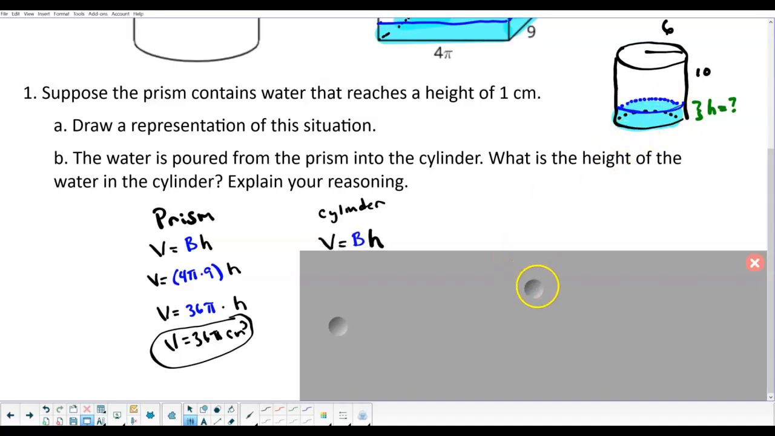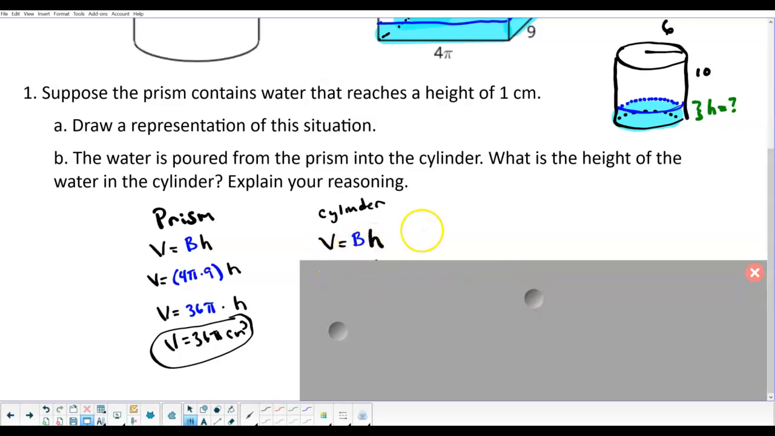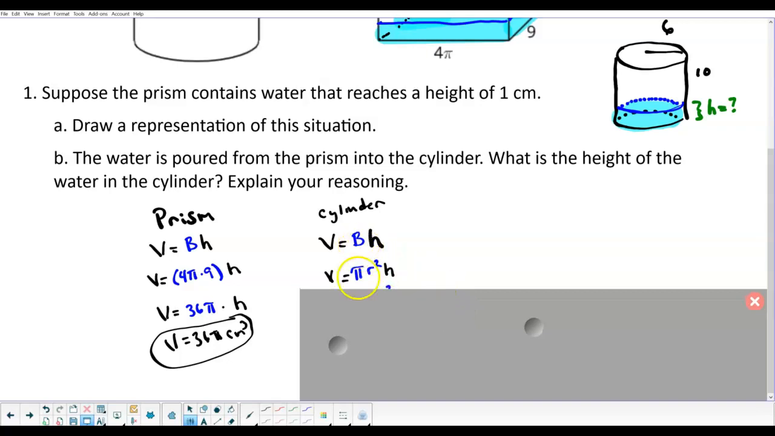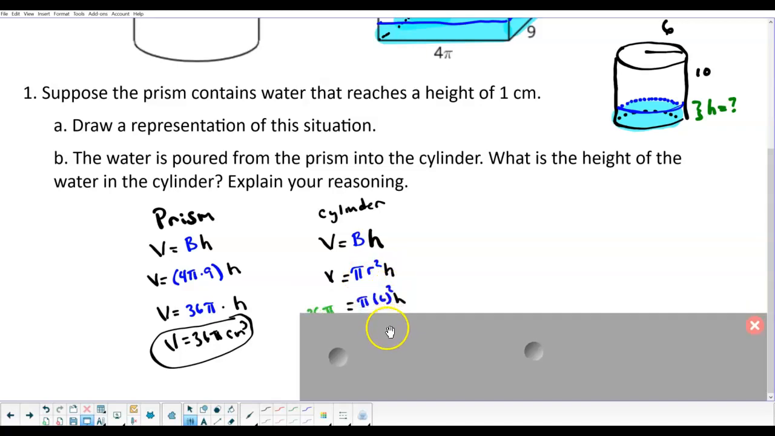We also know that the cylinder, because it's very similar to a prism, has two congruent bases, so the area of the base times the height will give me the volume. But a cylinder is special because the area of its base is a circle, so pi r squared is the area of the base. And we can plug in what we know. We know that the radius is 6. We do not know the height of the water yet. That's what we're trying to find.